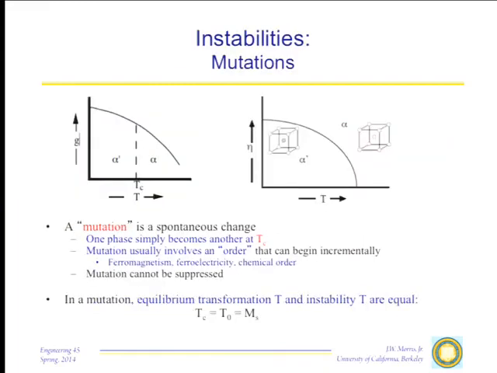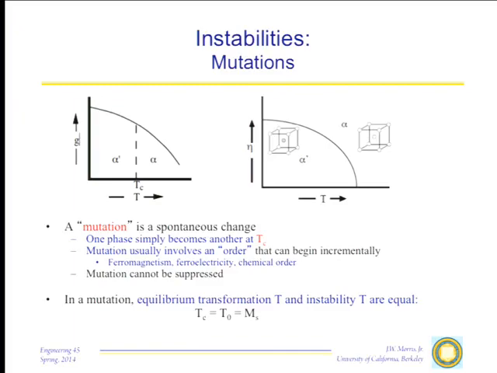I also told you that there are transformations that are mutations in which one phase simply becomes another. Well, the reason one phase becomes another is it becomes unstable with respect to that change. But in a mutation, we have the situation where the phase transformation point and the instability point coincide. So for the phase transformation, we don't need nucleation, we don't need martensite. The phase transformation occurs by an instability, and one phase simply becomes the other.